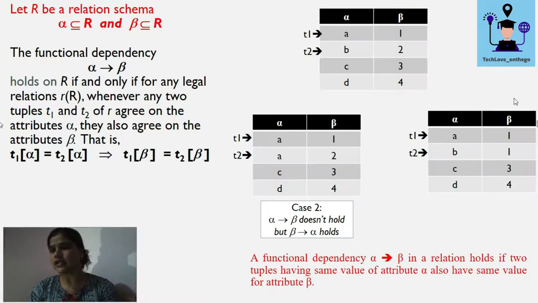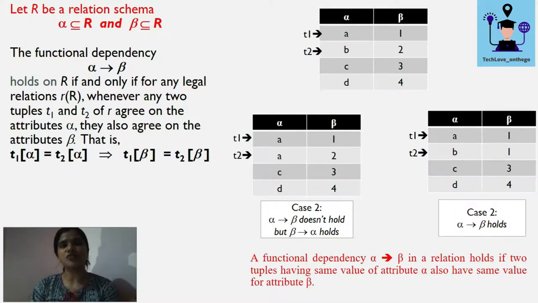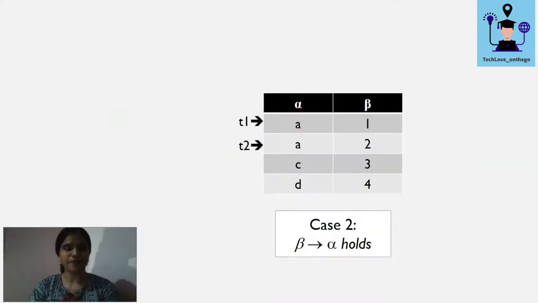Let's see the second example here. The first tuple has the value of alpha as a and the second tuple has the value of alpha as b, and the result for beta is 1 for both. So here if I ask you to find the value of beta if the value of alpha is a, you will definitely answer that the value of beta is 1. So in that case the dependency alpha determines beta holds very true.